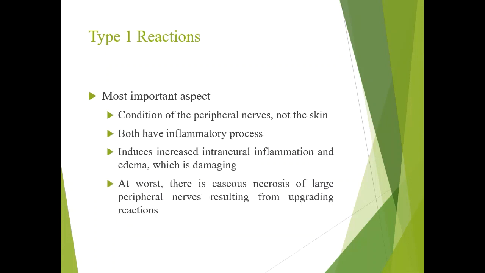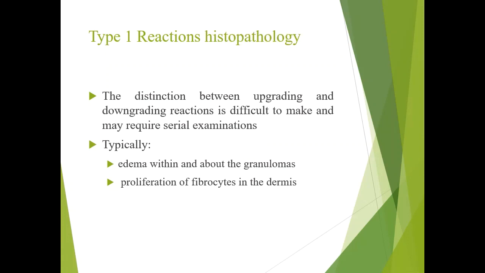The most common aspect of type 1 reaction is the involvement of the peripheral nerves and not of the skin. Both have an inflammatory process that induces increased intraneural inflammation and edema, which is damaging. At worst, there is caseation necrosis of large peripheral nerves resulting from upgrading reactions. The distinction between upgrading and downgrading reaction is difficult to make and may require serial examination.